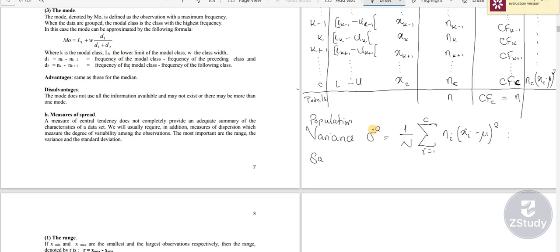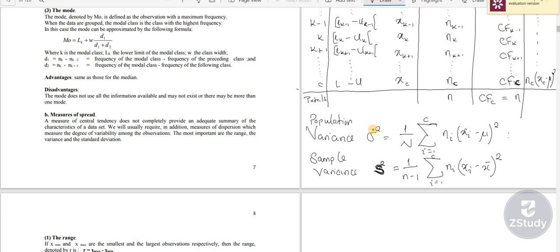And if you want to find the sample variance, this is denoted by S squared. By the way, in the previous line, I think I wrote sample variance as sigma squared. No, that is wrong. Sample variance is S squared. We use S. Then for the sample, it is 1 over n minus 1, and we are summing up i equal to 1 up to C, the number of classes, Ni, Xi minus X bar, because that's the sample mean, and then we square that.